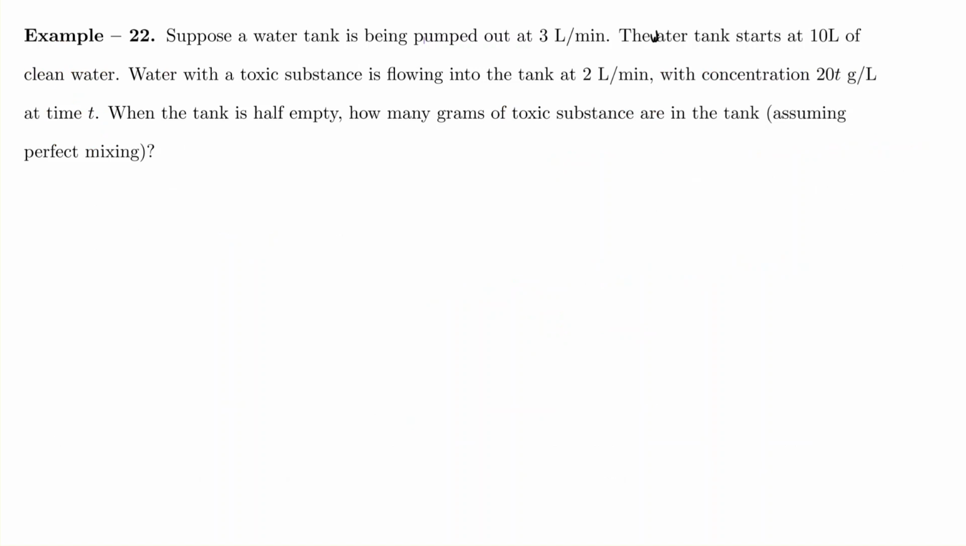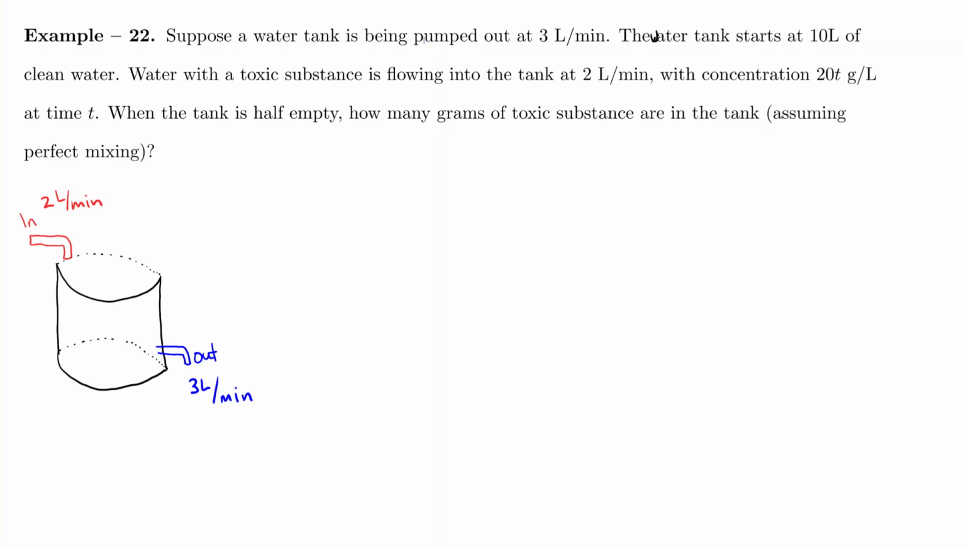So let's look at our first example. Suppose a water tank is being pumped out at 3 liters per minute. The water tank starts at 10 liters of clean water. Water with a toxic substance is flowing into the tank at 2 liters per minute, and the concentration of the toxic substance is 20t grams per liter at time t. When the tank is half empty, how many grams of toxic substance are in the tank, assuming perfect mixing?